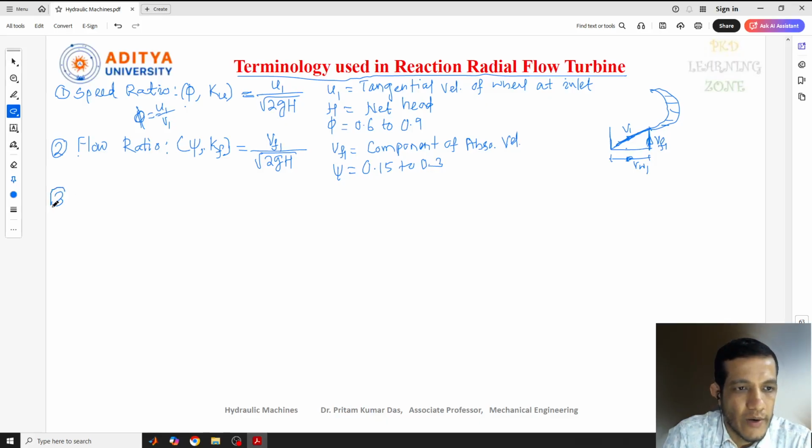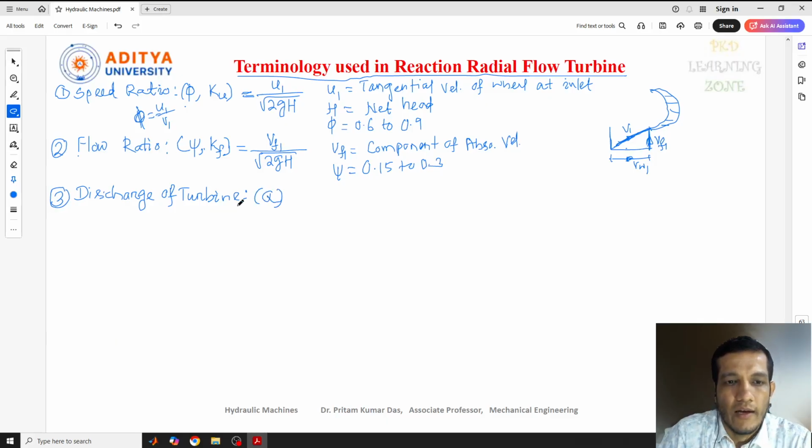Yeah, the next one is discharge of turbine. So we know the discharge formula actually. Discharge is denoted by capital Q. This one we know that.